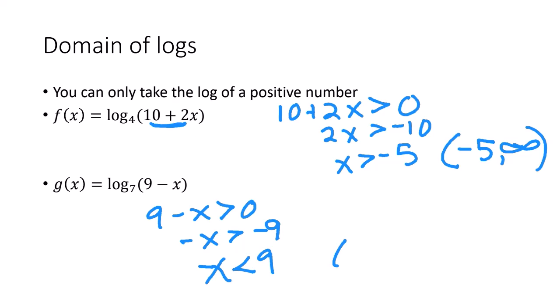It doesn't matter at all what base you're talking about. So if you look at this, this was base 4, this is base 7. I don't use that at all. You just grab whatever you're taking a log of, set it greater than 0.